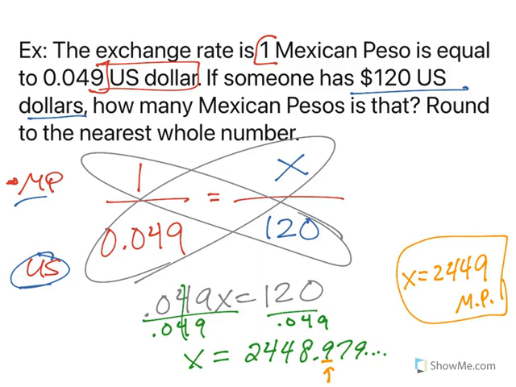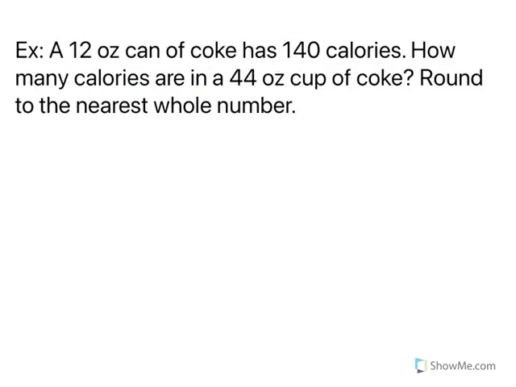Okay, that's dealing with the exchange rate, which changes all the time, so this may already be out of date. All right, let's go to some good stuff here. A 12-ounce can of Coke has 140 calories and a lot of tasty goodness. How many calories are in a 44-ounce cup of Coke? Let's talk about the big gulp. Well, we can round this also to the nearest whole number.